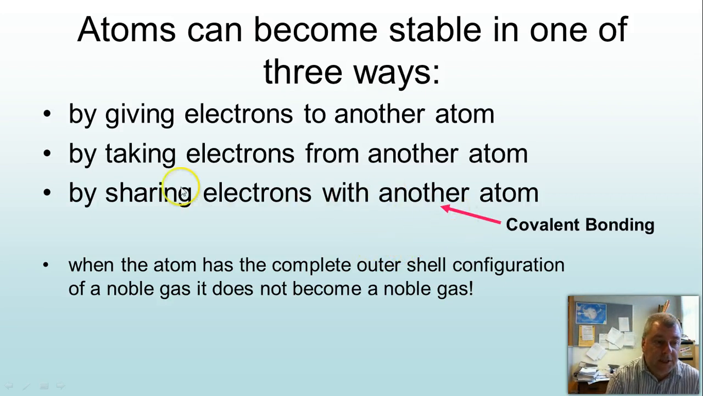Now, covalent bonding is the sharing of electrons. So when we do covalent bonding, we'll learn all about the sharing. The giving and the taking, that's ionic bonding.